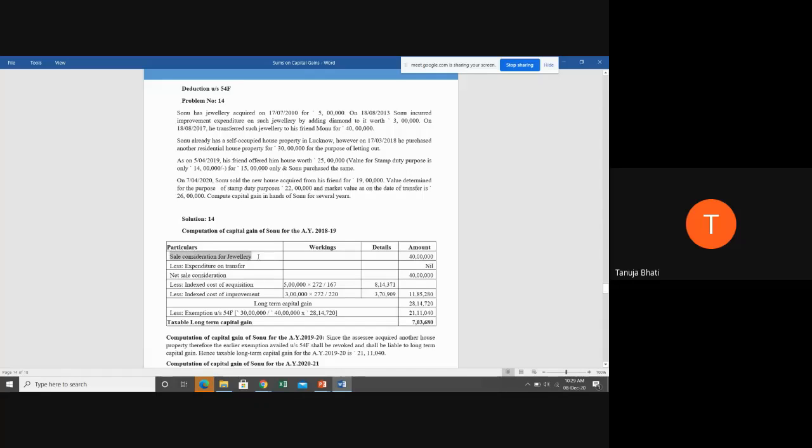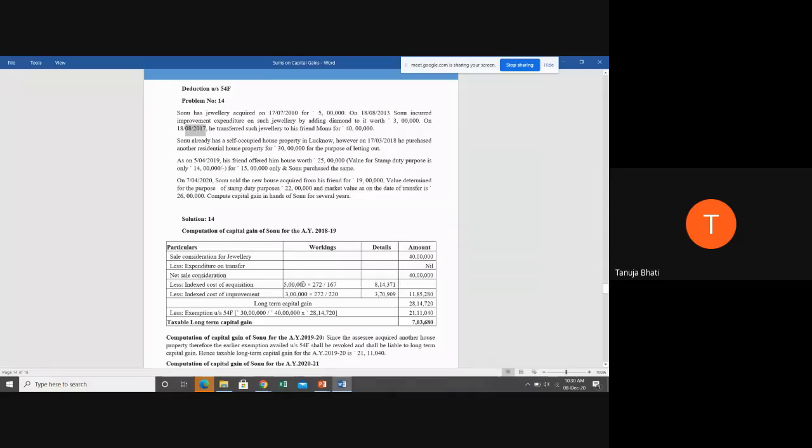Sale consideration of jewelry is 40 lakhs, less expenditure on transfer. There is no expenditure on transfer, so nil. Net sale consideration is 40 lakhs, less indexed cost of acquisition, less indexed cost of improvement. Why indexed? Because it is a long-term capital asset. He purchased in 2010 and is selling in 2017, so it is more than a period of 36 months. So it is a long-term capital asset.